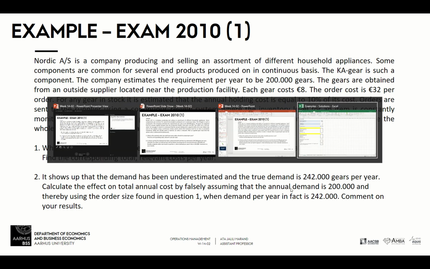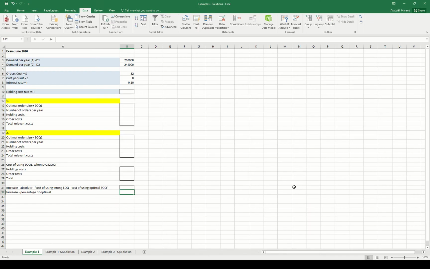You have already got this Excel sheet that you can use to do the calculations. Here we can see the two demand scenarios that we talked about. In the first demand scenario, the yearly demand is assumed to be 200,000, and in the second one it is 242,000. We have fixed cost S equal to 32, we have cost per unit C which is equal to 8, and we have interest rate equal to 0.1.